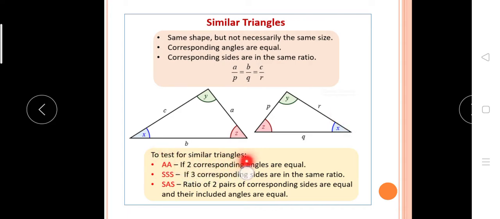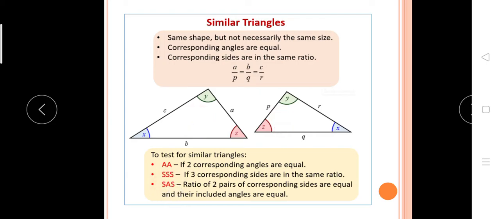To test for a similar triangle, if two corresponding angles are equal, if x is equal to x, z is equal to z, then automatically y is equal to y. So if we are showing only two angles equal, then we have to mention the AA test. If your three sides are in equal proportion, that is A upon P is equal to B upon Q equal to C upon R, then we can say that these two triangles are similar by the SSS test.